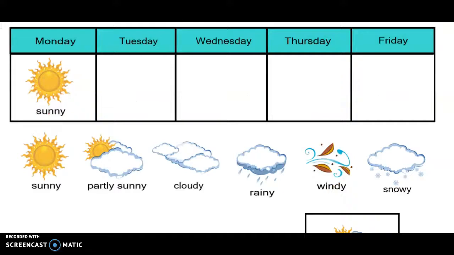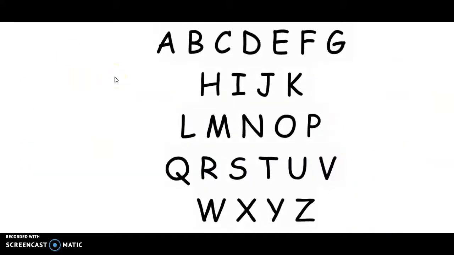Is everybody ready to say our alphabet? All right, let's say it together. Here we go. A, B, C, D, E, F, G, H, I, J, K, L, M, N, O, P, Q, R, S, T, U, V, W, X, Y, Z.